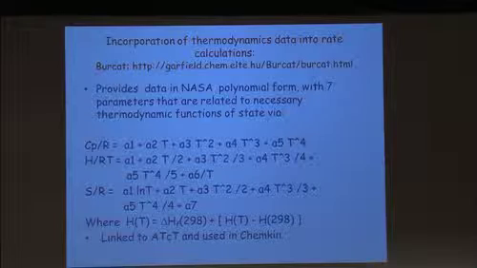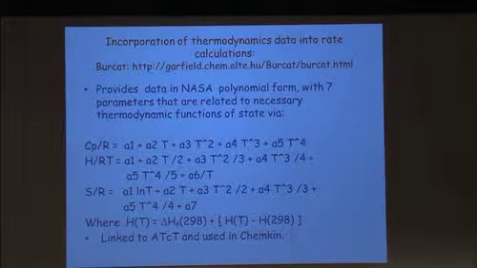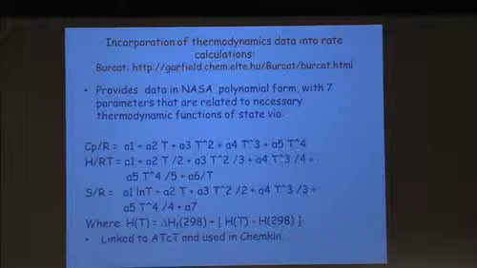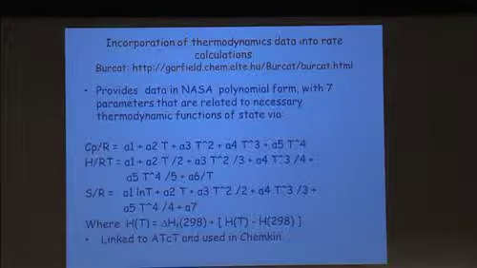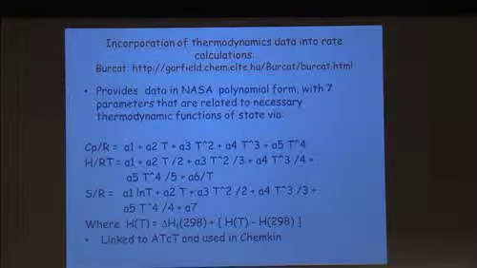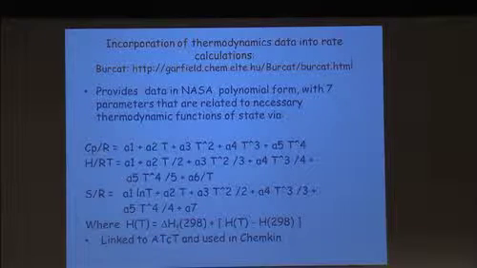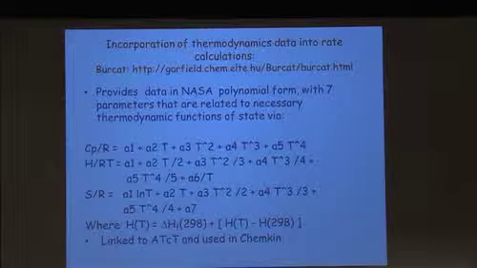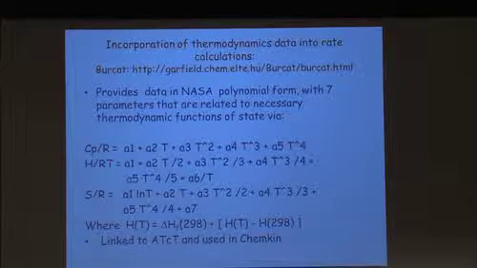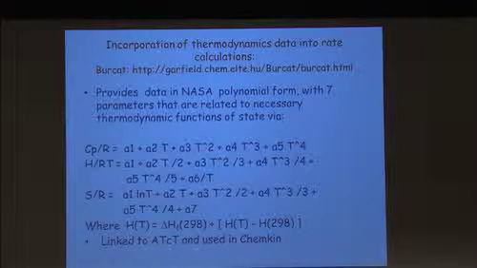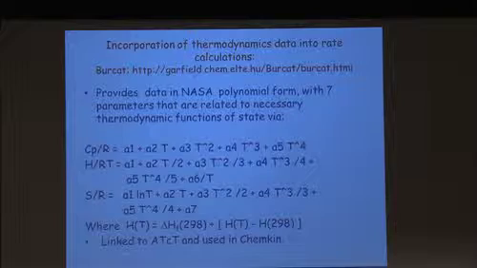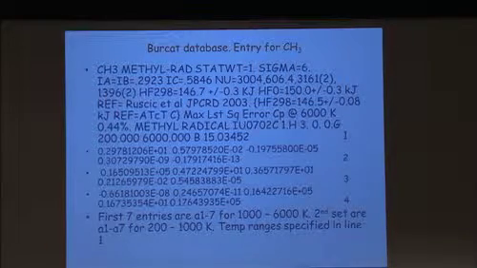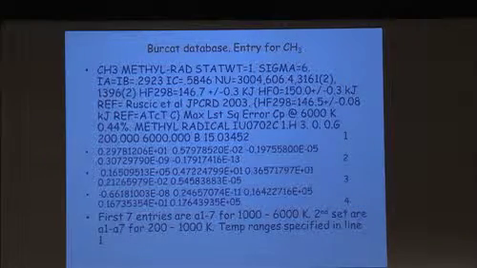And you need to understand what's going on, though, because they use what are called NASA polynomials. And so the heat capacity divided by R is given by this polynomial here, with these parameters A1, A2, A3, A4, A5. The parameters are given, but there's the temperature dependence. Similarly for H over RT and for S over R. And as I said, it's linked to ATCT and also used in ChemKin. And so here's the Berkhout database. This is the entry for CH3.